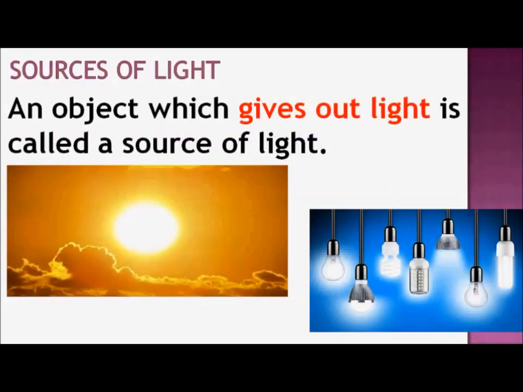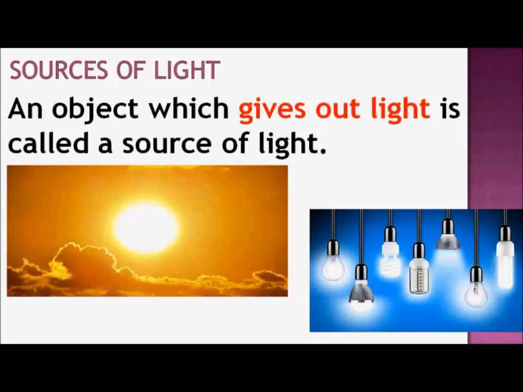Here I have given two pictures. One is sun, one is bulbs. Both of these are sources of light. But one is a natural source, another is an artificial source. So what is a source of light? An object which gives out light is called a source of light.